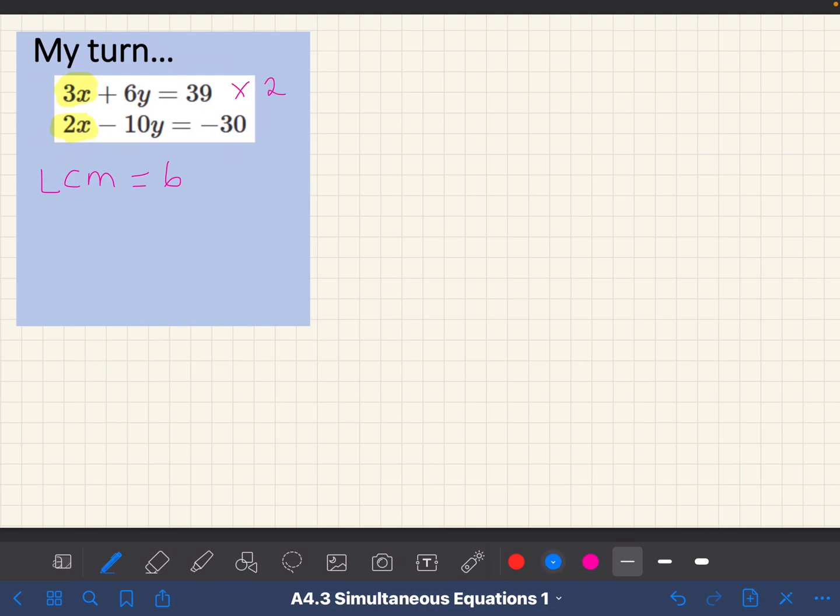So 3x times by 2 gives us 6x. Plus 6y times by 2 gives us plus 12y. And 39 times by 2 gives us 78.